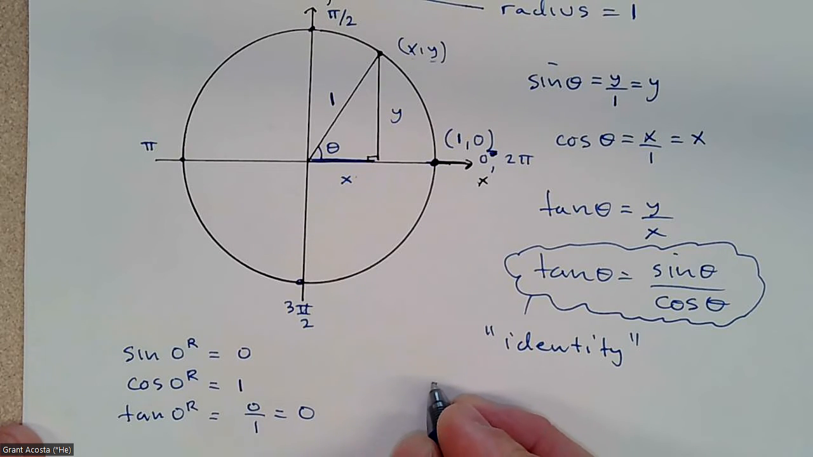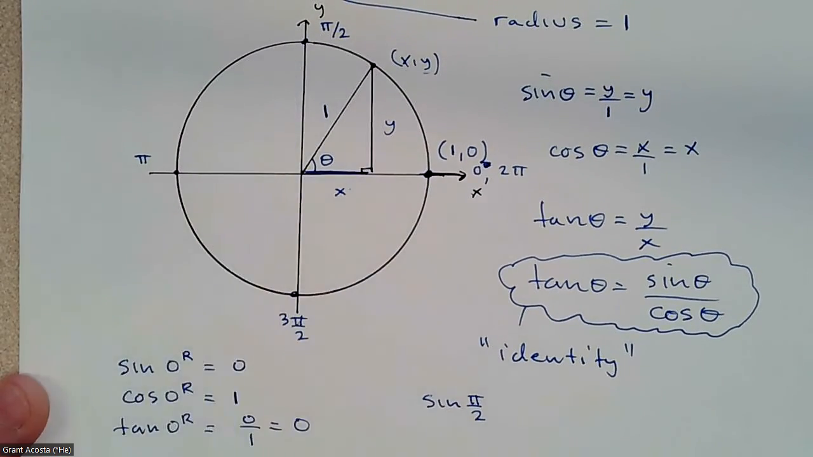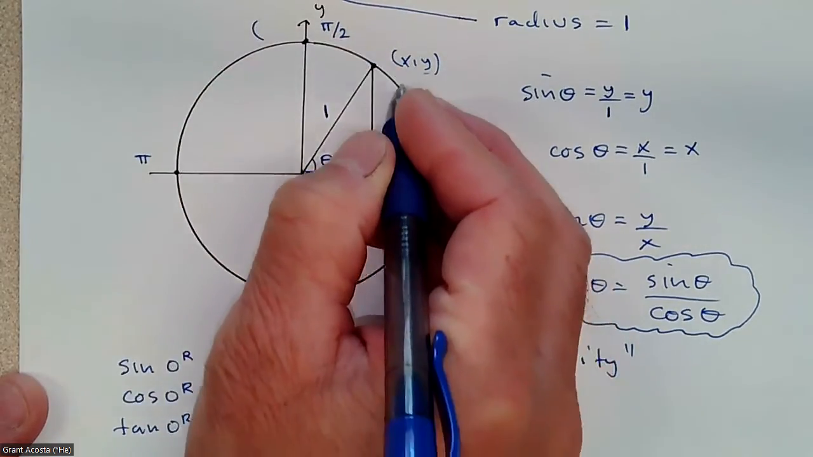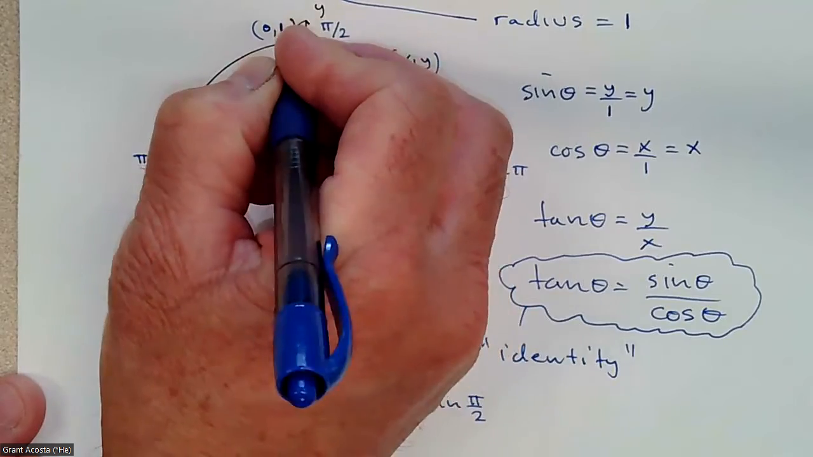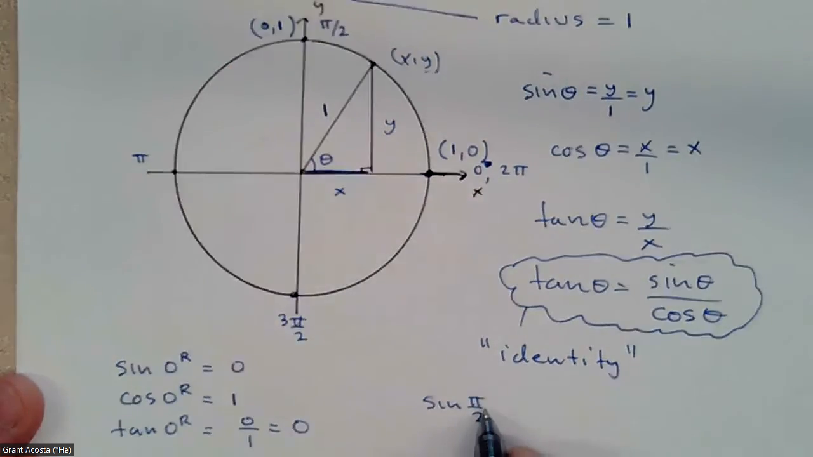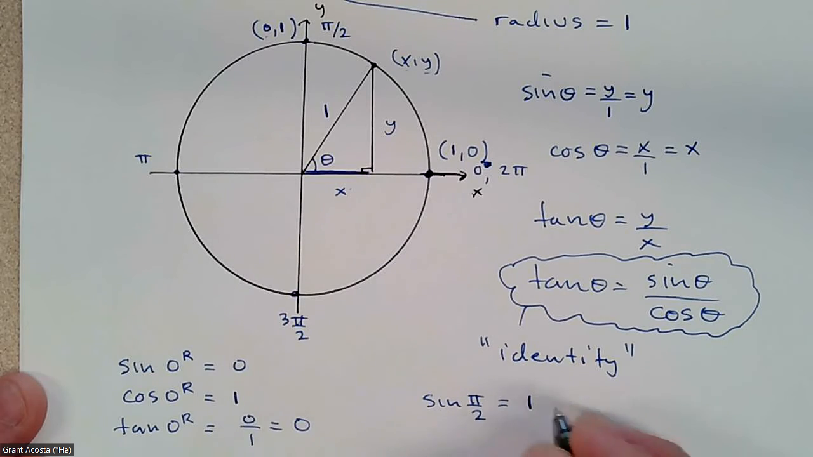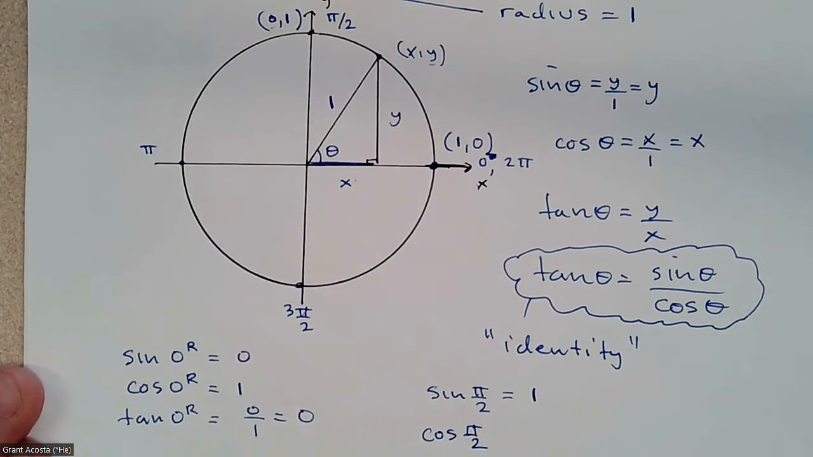What if I wanted to do pi over 2? If I wanted to find the sine of pi over 2, I have to think on the unit circle up here at pi over 2, what would be the coordinate of this point? Well, it's a unit circle, so the x coordinate would be 0, the y coordinate would be 1: 0, 1. Sine of pi over 2 is literally the y coordinate, so it would just be 1. Cosine of pi over 2, literally the x coordinate, is 0.